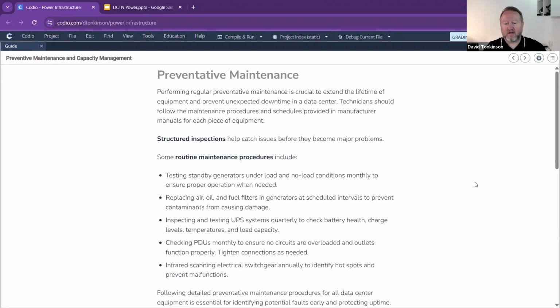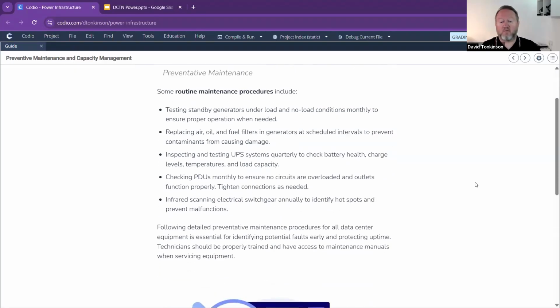Perfect. Okay. So performing regular maintenance is just like on your car. If you regularly maintain your car, you change the oil, the oil filters, the air filters, and do the spark plugs every now and again, which means your car will run all the time. So we test standby generators under load and non-load, so we make sure they work. We replace the oil in the generators. We inspect and test the UPS systems.